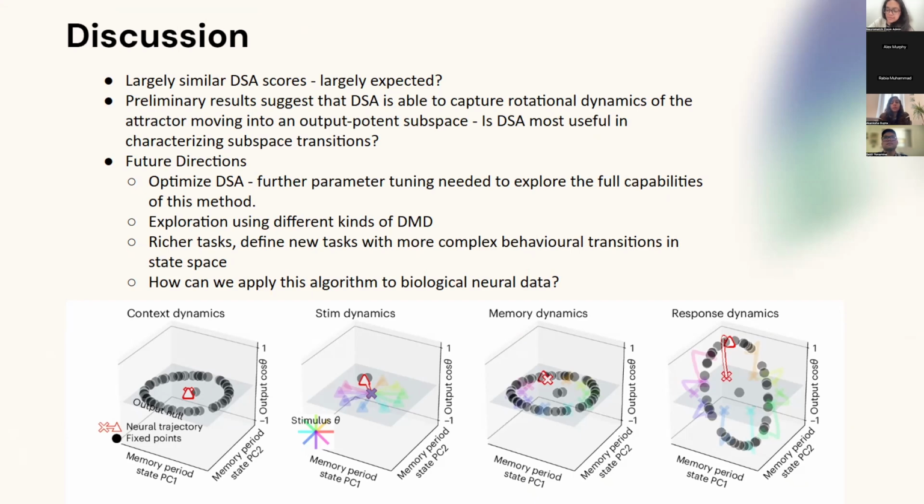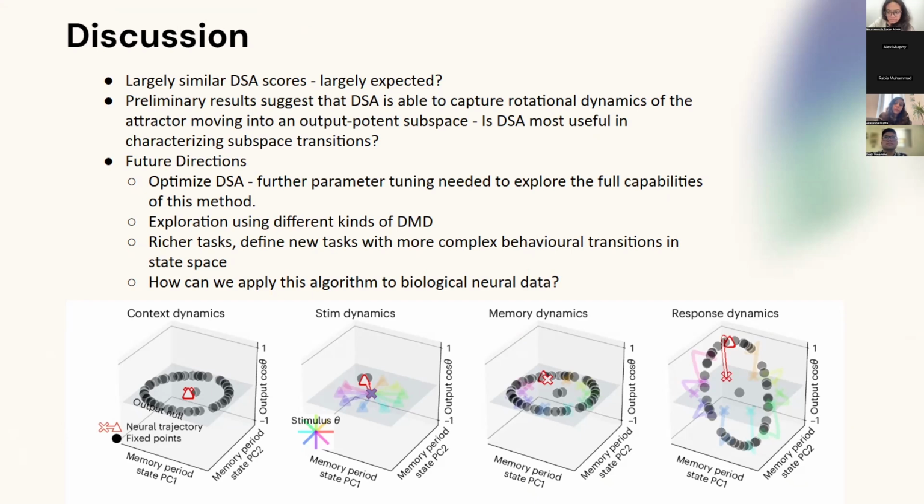If this is the case, we can expect some hard limits to what DSA is able to distinguish in this particular RNN and what we can expect it to be most sensitive to here. So our preliminary results suggest that it can track rotational dynamics as attractors evolve into different output-potent subspaces. However, we still have a lot more work to do before we can say this conclusively.